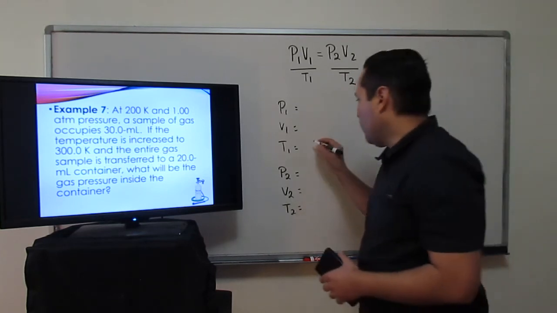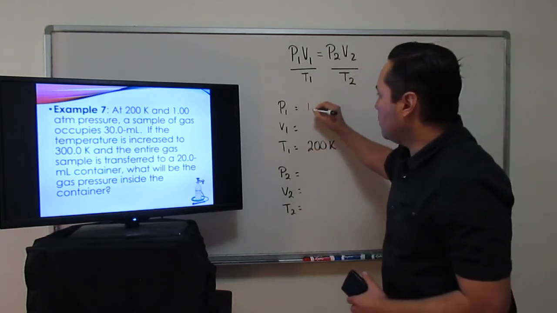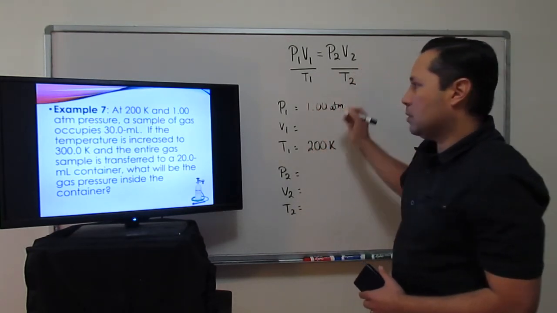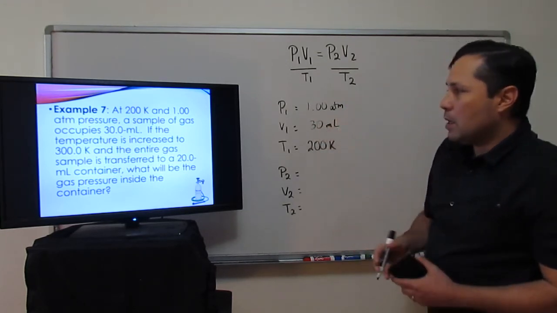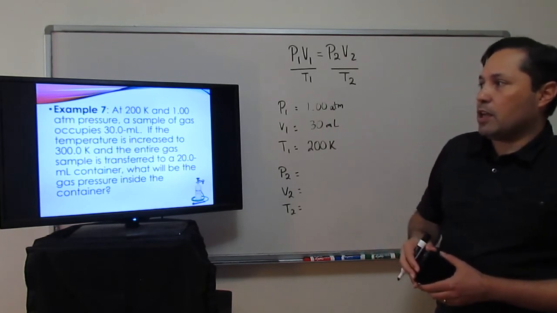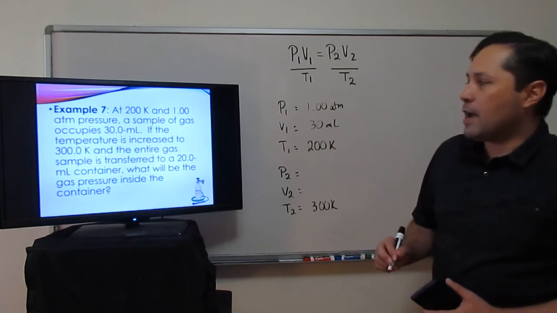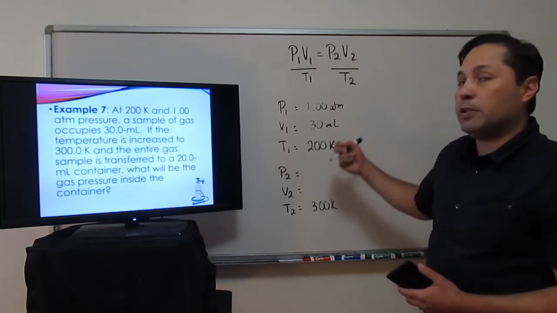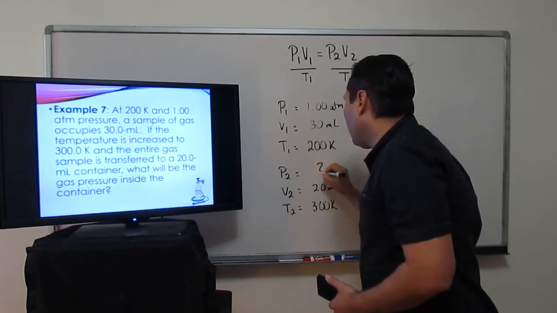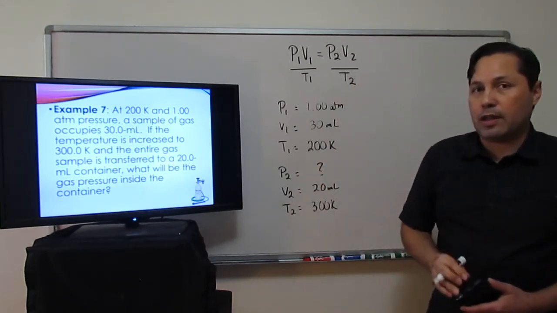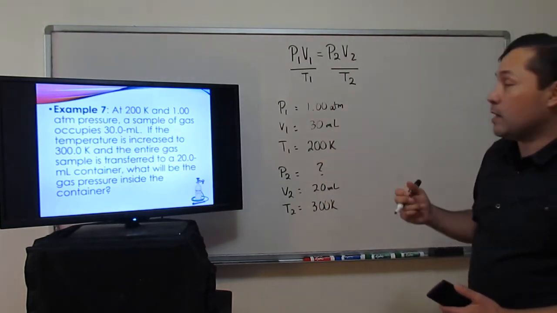It says at 200 Kelvin, so that's our temperature, and 1 atm. The sample occupies 30 milliliters. Next sentence says, if the temperature is increased to 300 Kelvin, and we transfer it from the 30 milliliter container to a 20 milliliter container, what will be the pressure inside of that container? Alright, so let's plug in these values into the combined gas law and solve for this.